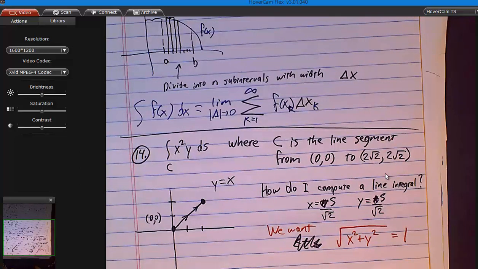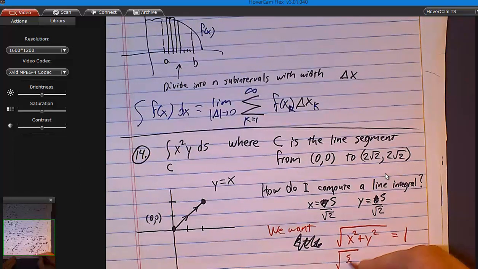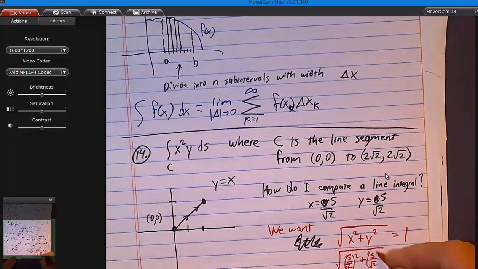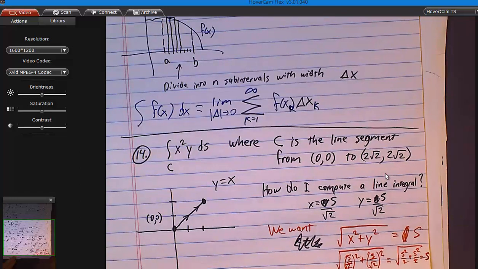Right? And so the square root of (s over square root of 2) squared plus (s over square root of 2) squared. Sure enough, that's the square root of s squared over 2 plus s squared over 2. I get s, right? I get the arc length, so 1s, right? This is what we really want.